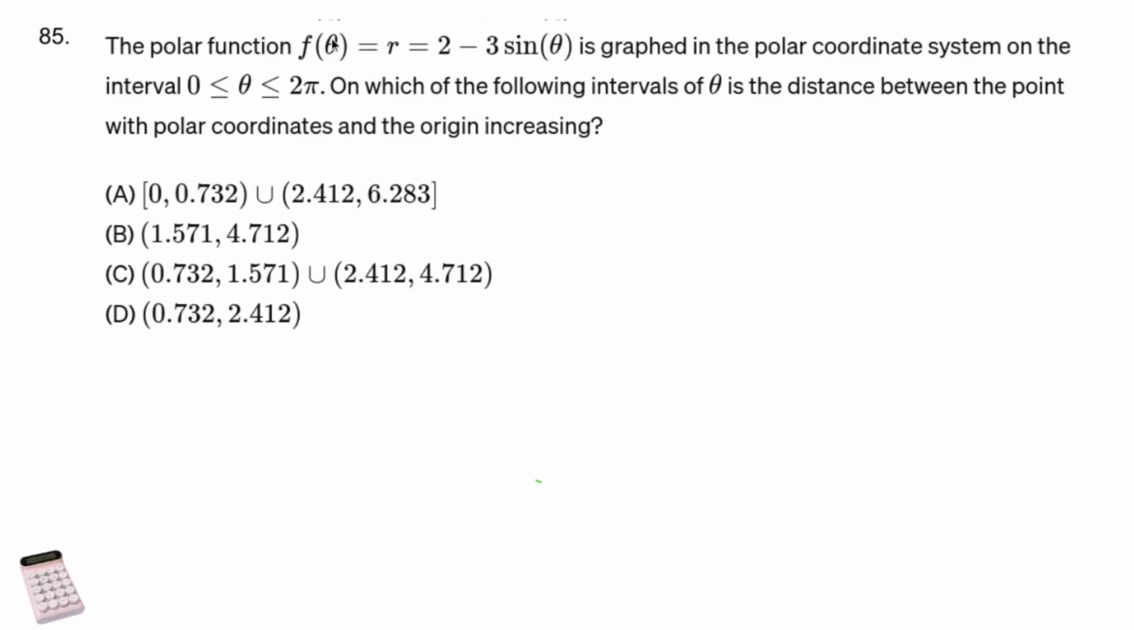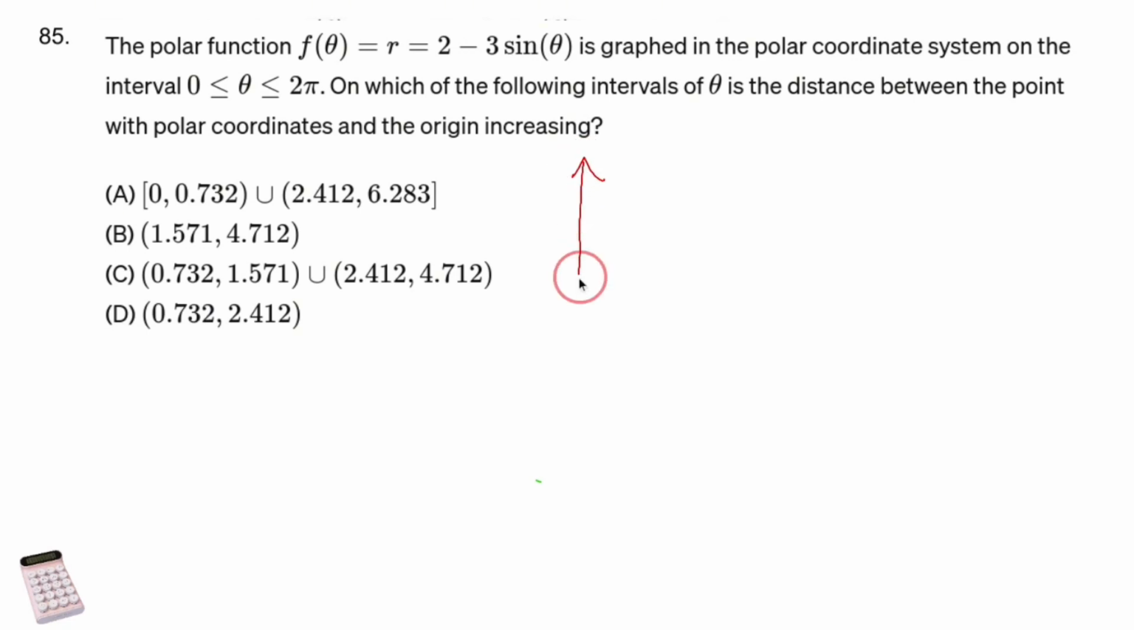The polar function f of theta, r equals 2 minus 3 sine theta, is graphed in the polar coordinate system on the interval between 0 and 2 pi. On which of the following intervals of theta is the distance between the point with polar coordinates and the origin increasing? All right, so this is what it's asking. This is a very confusing problem, but let's try to understand what the question is asking us.